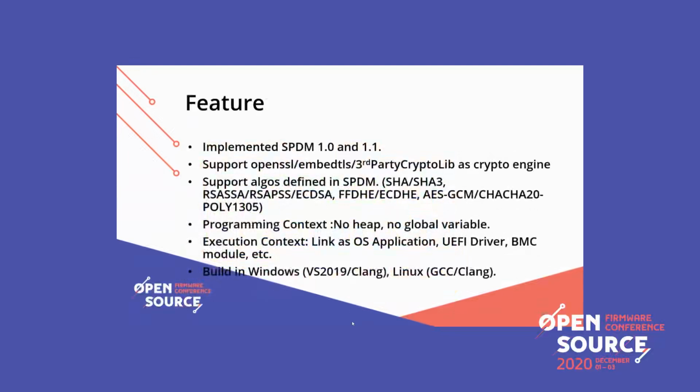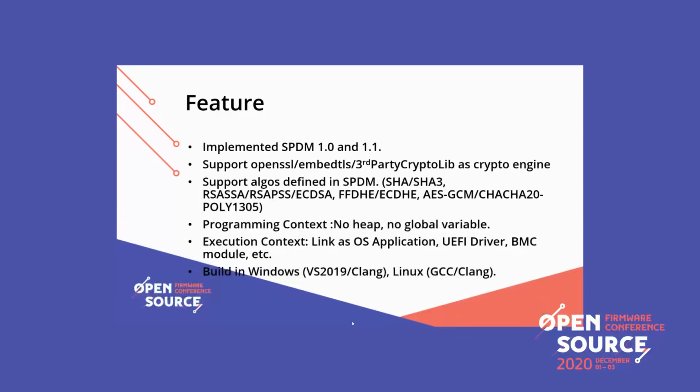In summary, OpenSPDM implements the commands defined in SPDM 1.0 and 1.1, including device authentication, device measurement, and secure session. It supports third-party crypto engine binding, such as OpenSSL, Mbed TLS, or any hardware accelerator. It defines a crypto API for SHA-2, SHA-3, RSA-SSA, RSA-PSS, ECDSA, finite field DHE, ECDHE, AES-GCM, or ChaCha-Poly algorithms.